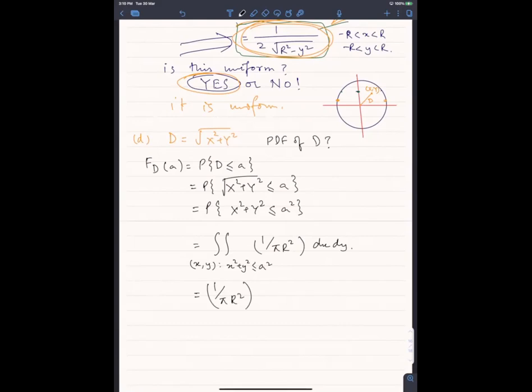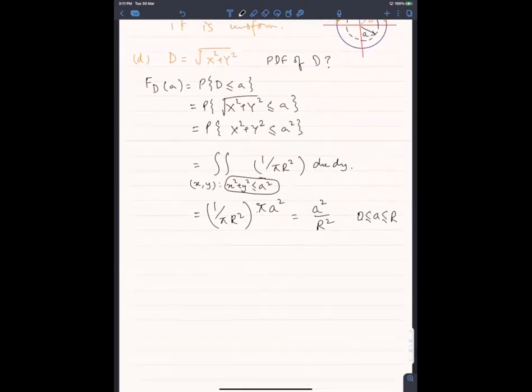Okay, this is equal to 1/(πr²), as the constant comes out, and whatever is remaining is really the area of the circle x² + y² less than or equal to a². A circle like this, whose radius is a, so this would be equal to πa². So this would turn out to be a² over r². And the guy a can be anywhere between 0 and r. It cannot be outside r, because we have to choose the point inside the circle.